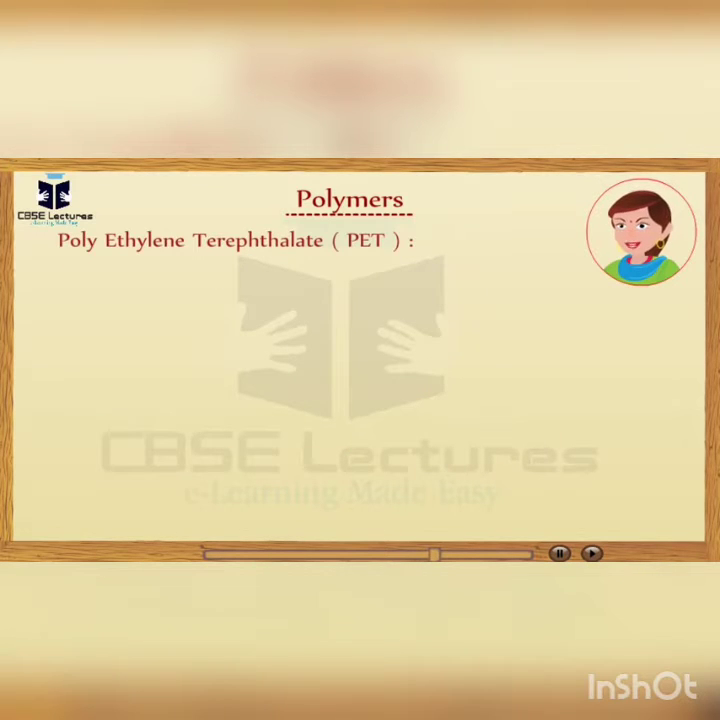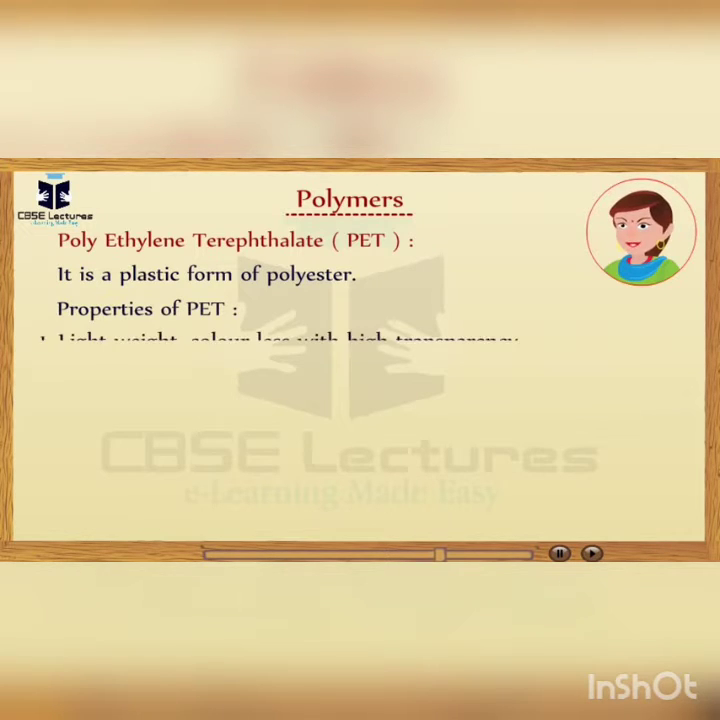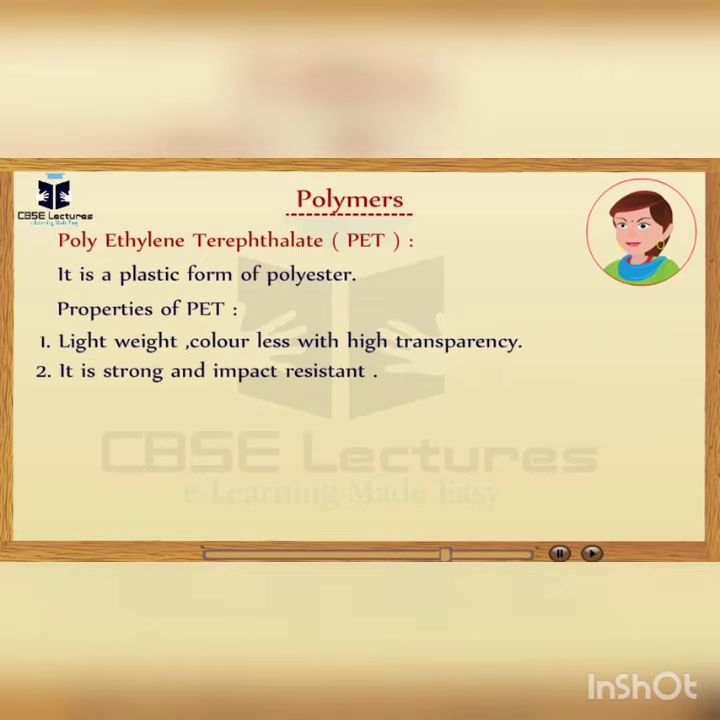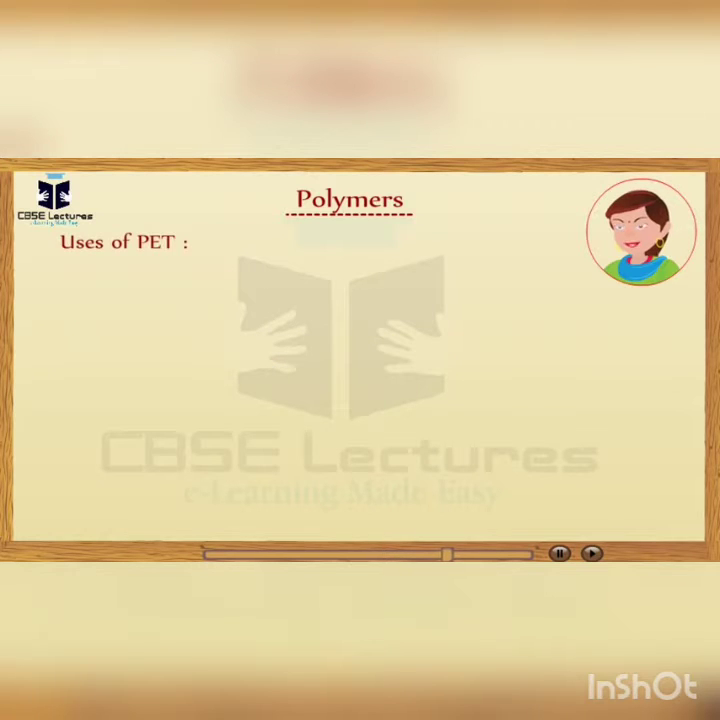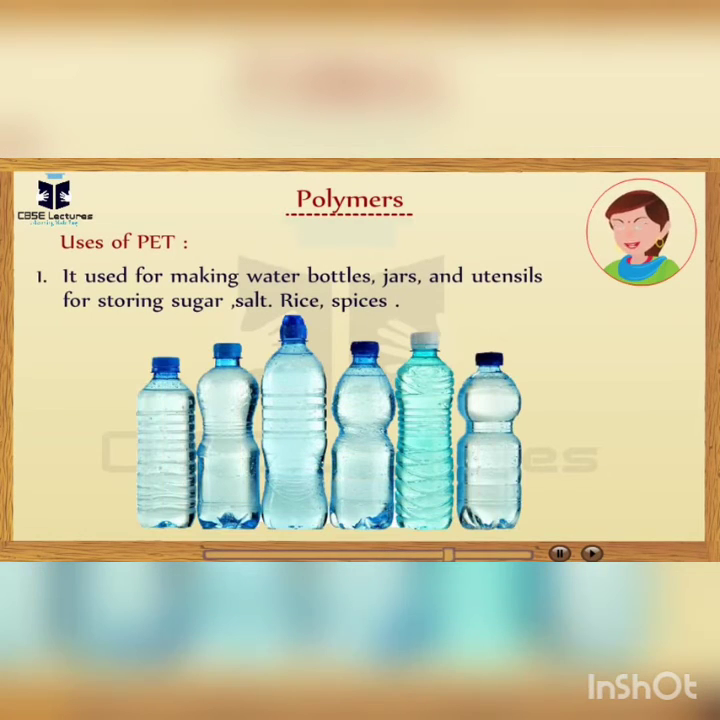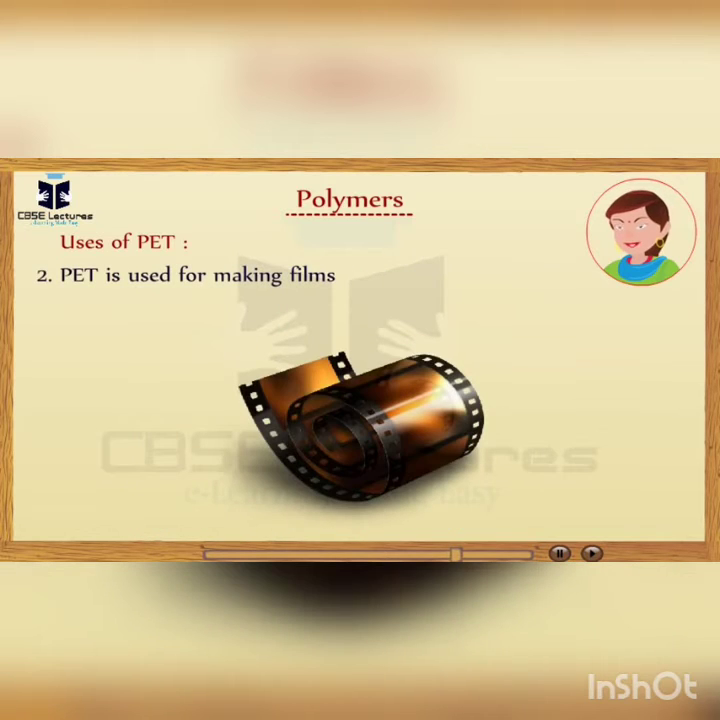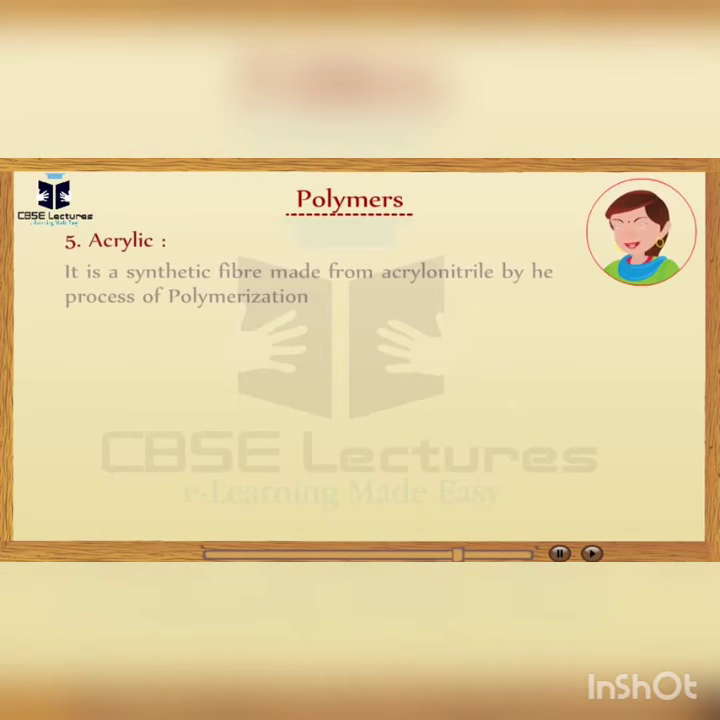PET stands for polyethylene terephthalate. It is a plastic form of polyester. Properties of PET: lightweight, colorless with high transparency. It is strong and impact resistant. Uses of PET: it is used for making water bottles, jars and utensils for storing sugar, salt, rice, spices. PET is also used for making films.